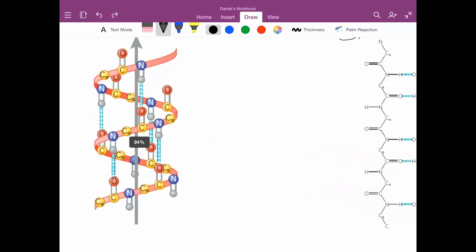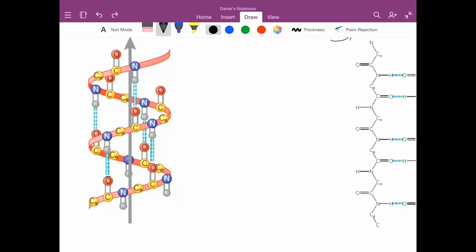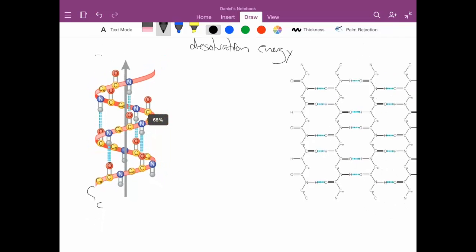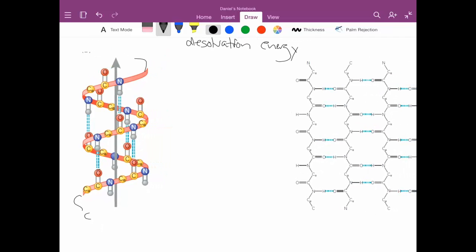Here we have an alpha helix on the left. We'll look at that first. There is a definite pattern to hydrogen bonding in the alpha helix. So here's the C terminus. This is the N terminus. And this is the C terminus. You can tell by this arrow running through the middle. Always go N to C.